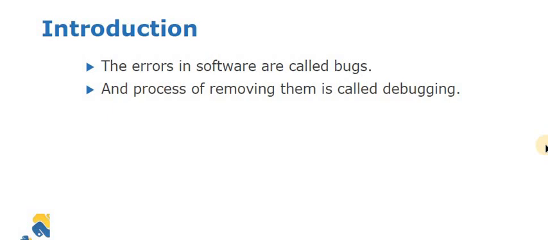The first thing is, what do you mean by errors? We can say that the errors in software are bugs. Means if you are giving the input that is taken from the user, but if the data type does not match, then an error is coming. According to the rules, if you do not write the syntax in the program correctly, then an error is generated.